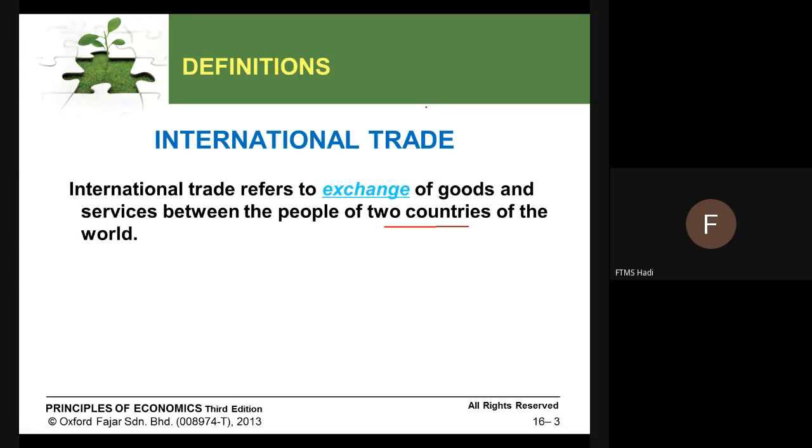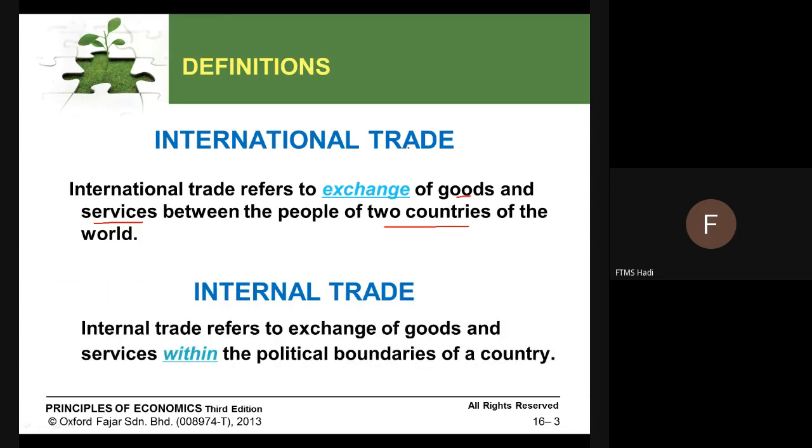Regardless of goods and services, they can trade services as well. They can trade goods as well. Services means the specialty or the expertise that a country has. International trade also happens with more than two countries. Sometimes it can be three countries, four countries, and so on.